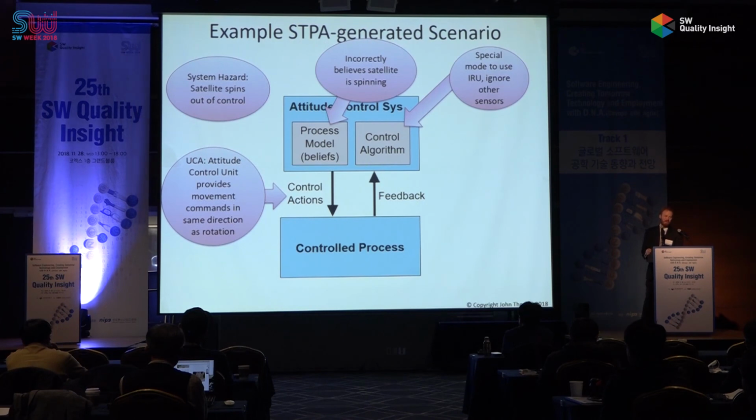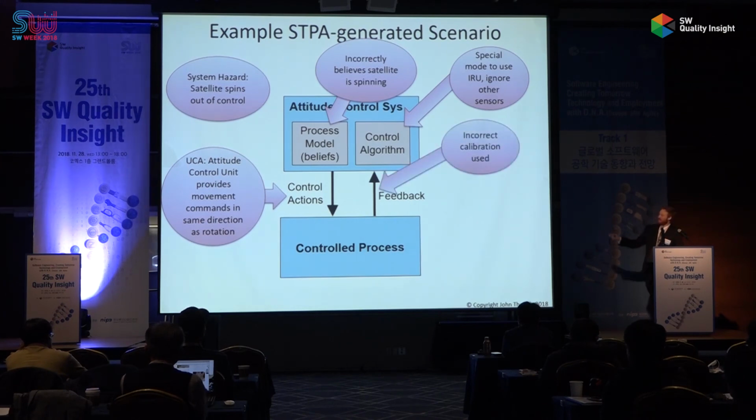Well, part of the problem was that it had a special mode on purpose. It was required to do this, to ignore other sensors in this special mode. And if that happens at exactly the same time that we have a calibration problem, we're going to have that incorrect process model, and we're going to have the unsafe control action. I'm simplifying the process a little too much here, but I want to show you that there's potential to identify this kind of accident early, before it happens, and make sure we have the right testing, the right requirements, and the right design choices to prevent these problems. This is a way to get the accident report before it happens.